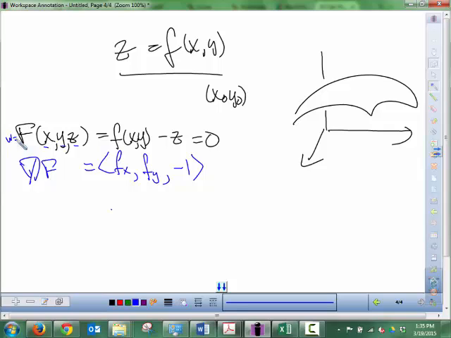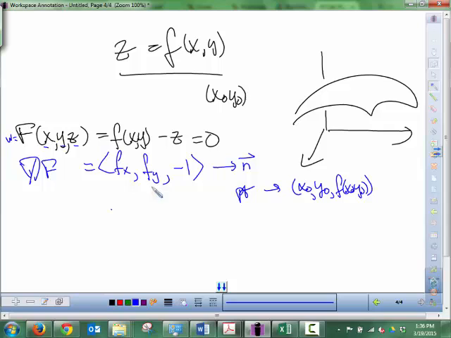We have the gradient. This is our normal vector, right? We have a point. Wait, that's a two-dimensional point. You guys know what the third dimension is, right? So the point is x naught, y naught, and z naught, which is also f of x naught, y naught. So there you go.